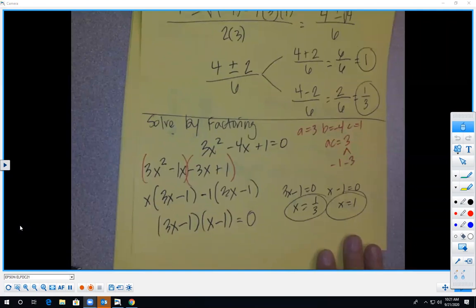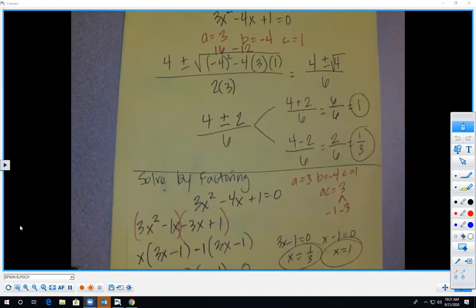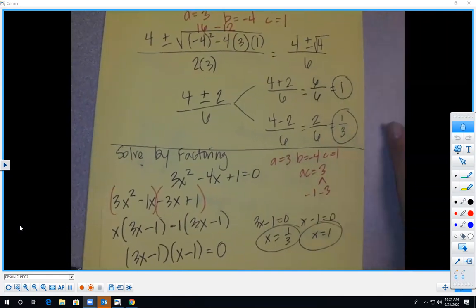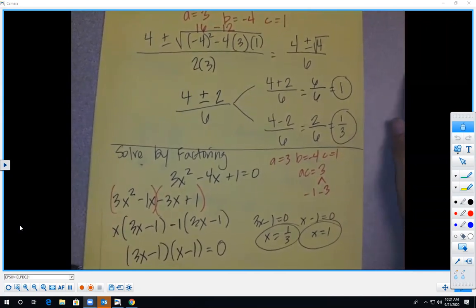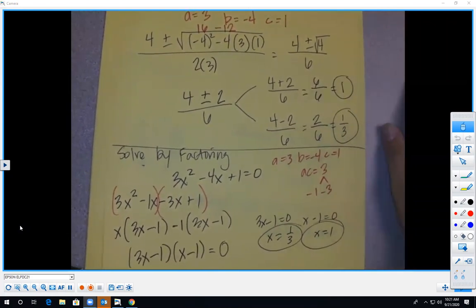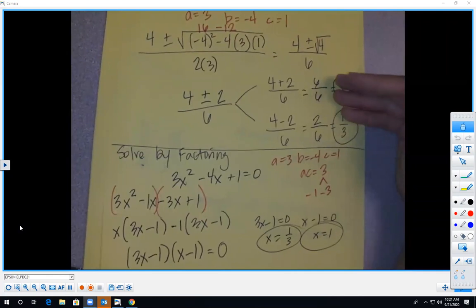Okay, so for that problem, it didn't matter which method you used. You could use quadratic formula or factoring. Does anybody prefer quadratic formula over factoring? I'm just joking. I think it's just what you're comfortable with. If you like to factor, then I like to factor. That's what it comes down to. I don't like quadratic formula, but quadratic formula always works.